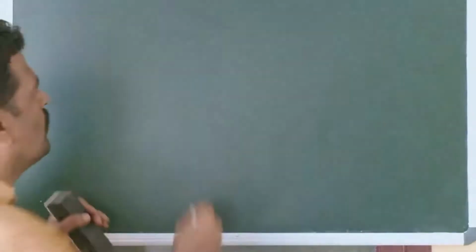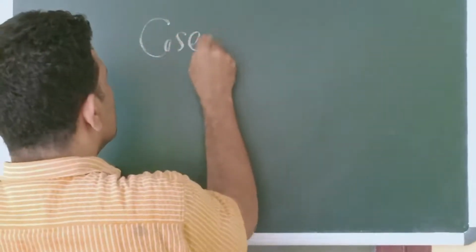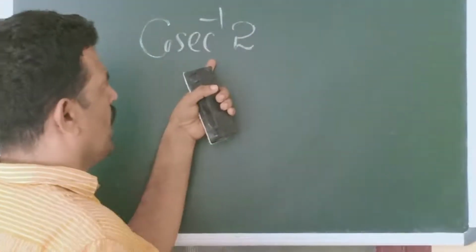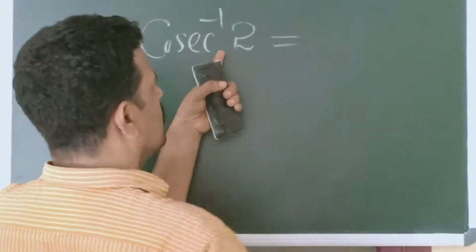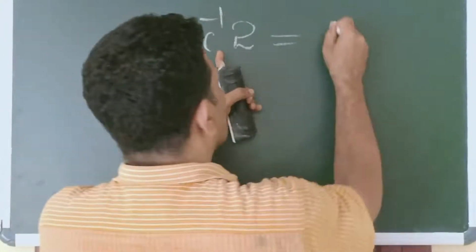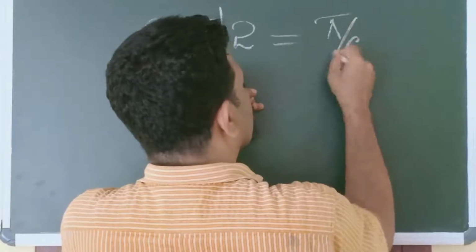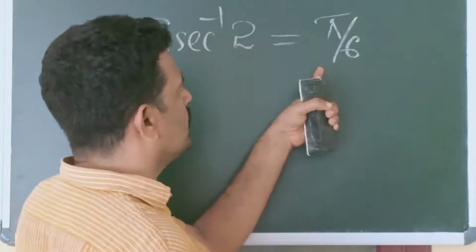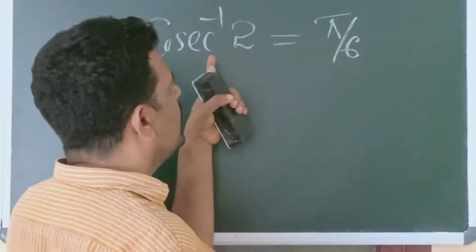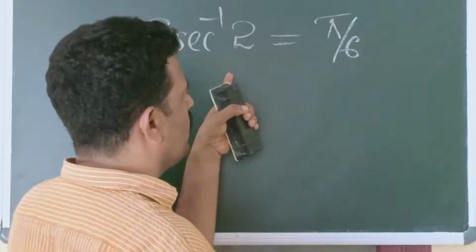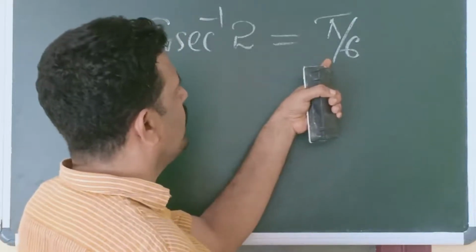Now, we can take the third question, that is cosec inverse of 2. Here, we can write the answer directly from the table, or we can write cosec inverse of 2 is equal to sin inverse 1 by 2. That is equal to pi by 6. It is in the principal branch because the range of cosecant inverse x is the closed interval minus pi by 2 to pi by 2 excluding 0.